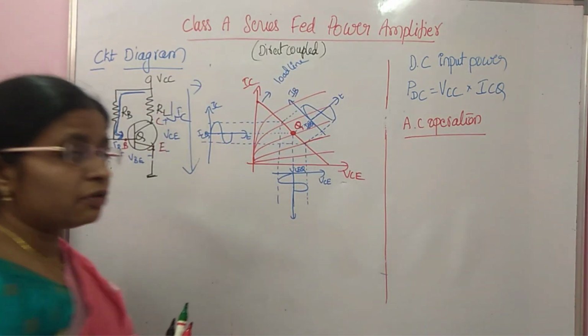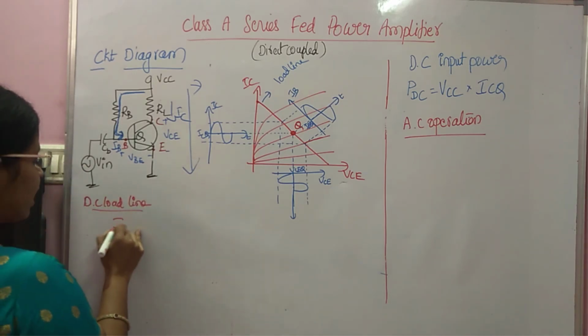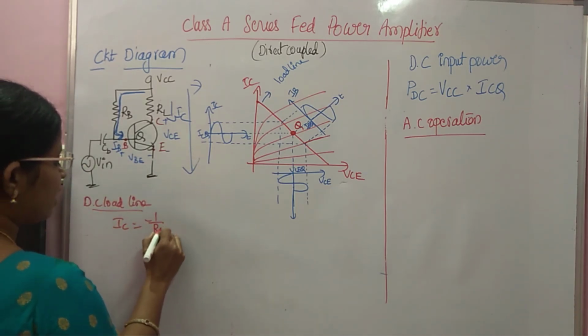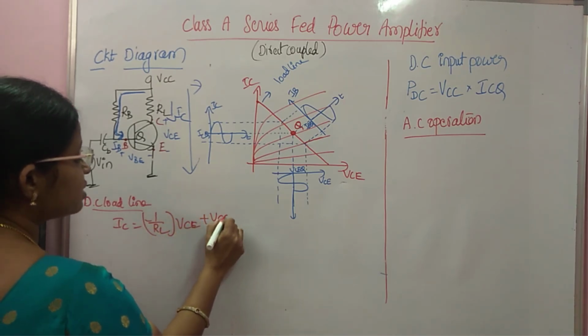Here I want to tell you one point. What is the DC load line equation? We got IC is equal to minus 1 by RL into VCE plus VCC by RL.